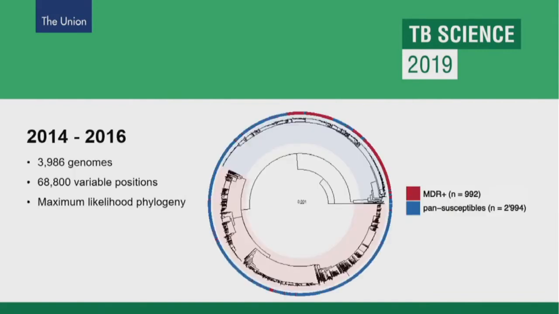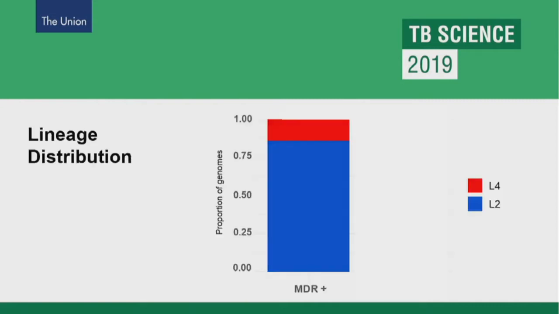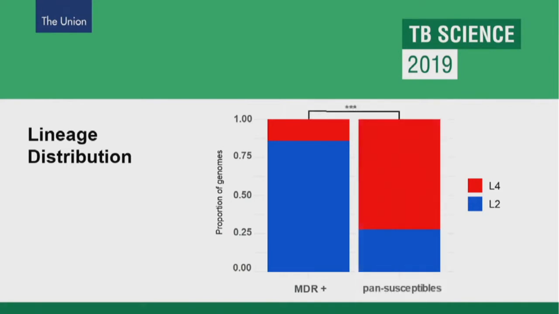So what we see first is, here is a tree with all MDRs and susceptibles, roughly 4,000 genomes. The striking thing is the lineage distribution. I referred to this: 80% of MDR strains are lineage 2. We kind of expected that, but not to that extent, really. If you now look at pan-susceptibles, it's almost the mirror image. Again, it may not be surprising to some of you, but I wouldn't have expected that extreme difference. So this was one aspect.